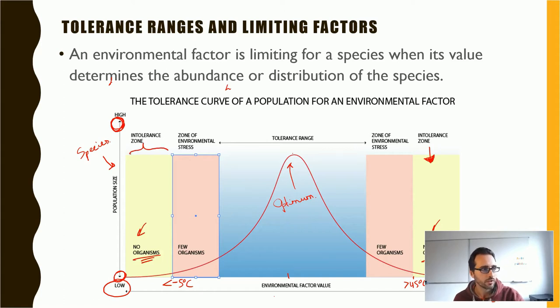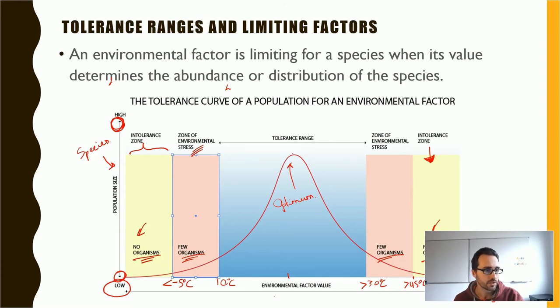So what happens between minus 5 degrees and 10 degrees? You are going to find a few organisms here. This is the zone of environmental stress, because this is not the adequate temperature for this kind of mammal. And the other way around, if the temperatures are higher than, say, 30 degrees, I'm inventing this, you are again going to find only a few organisms, because they cannot cope with this temperature either.